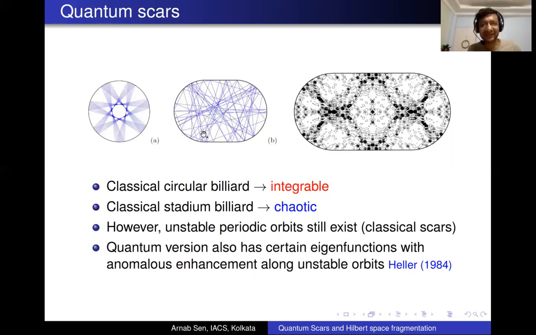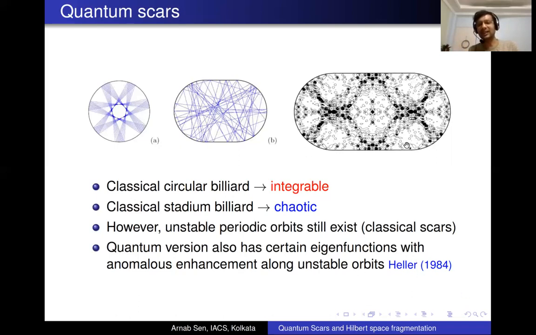And these trajectories would have survived as unstable, non-chaotic trajectories in the classical problem. Okay, so this is sort of the quantum version of this. And this is well known as a one-body quantum scar in the literature.